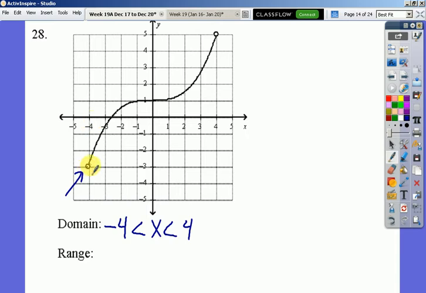Negative 4, positive 4. Now, up and down, looking at our y's is our range. So what's our smallest y? Negative 3. Negative 3 less than or equal to y, which is less than 5. Less than 5. Perfect. So we're good there.